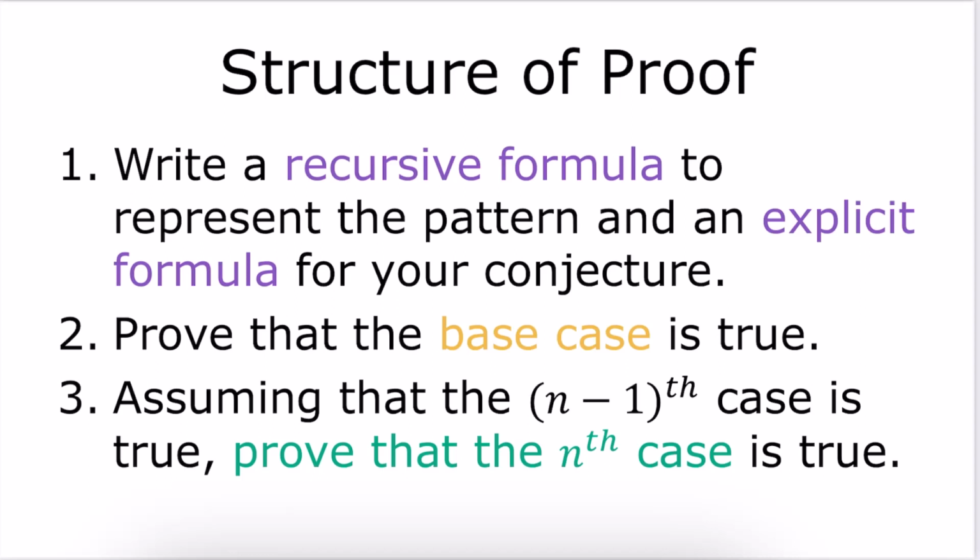The first step in the proof is to write the recursive formula and the explicit formula that you think will give you the same results. Then the two steps of writing out the proof are to prove that the base case is true, and then assume that the n minus 1th case is true and use that to prove that the nth case is true. Again, this is easier if you see it in practice, so let me show you what that would look like.